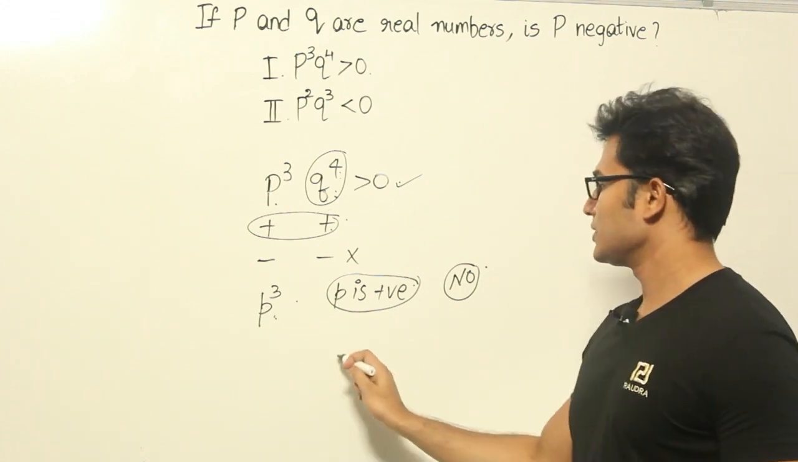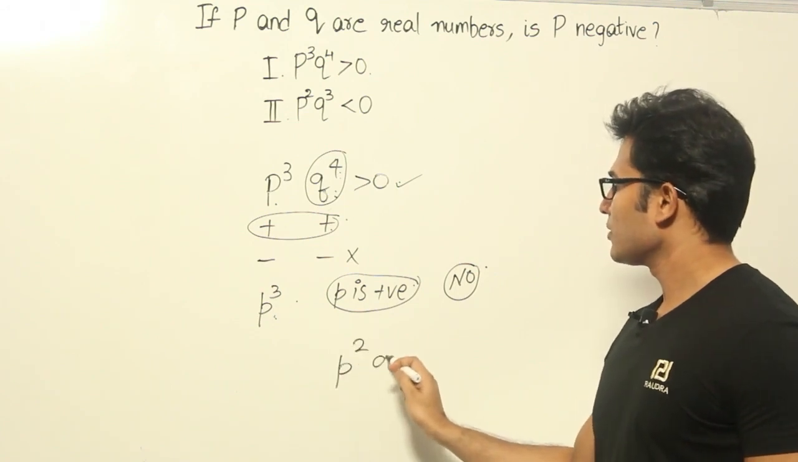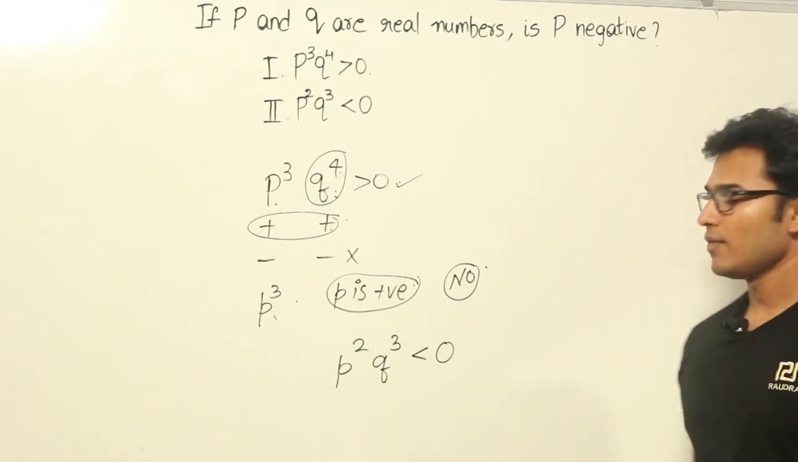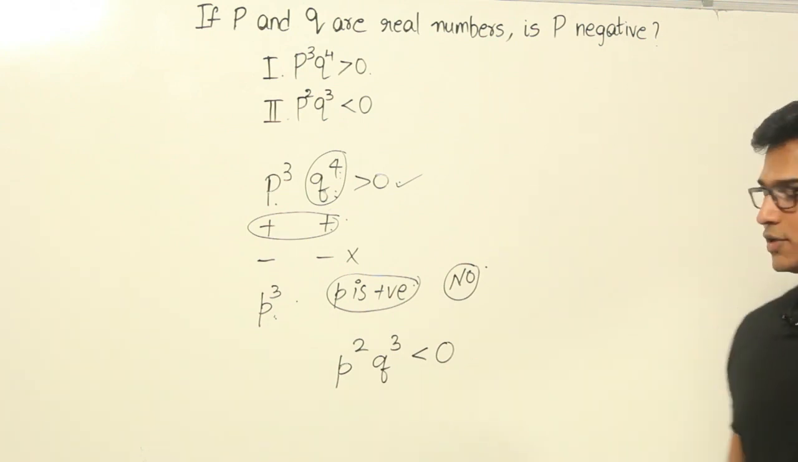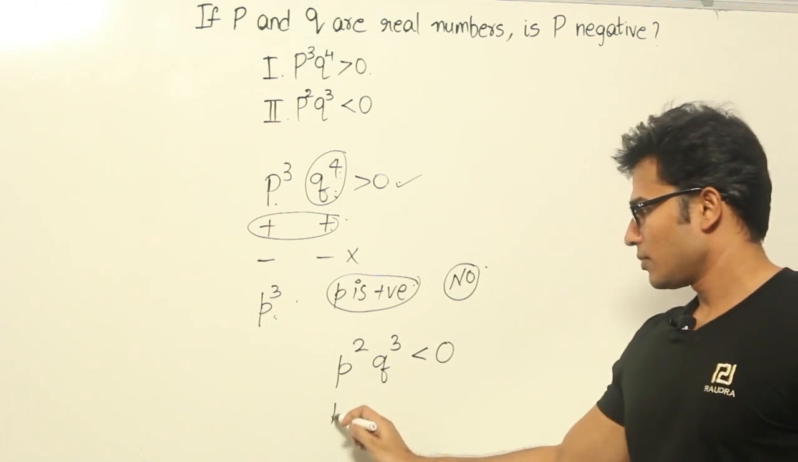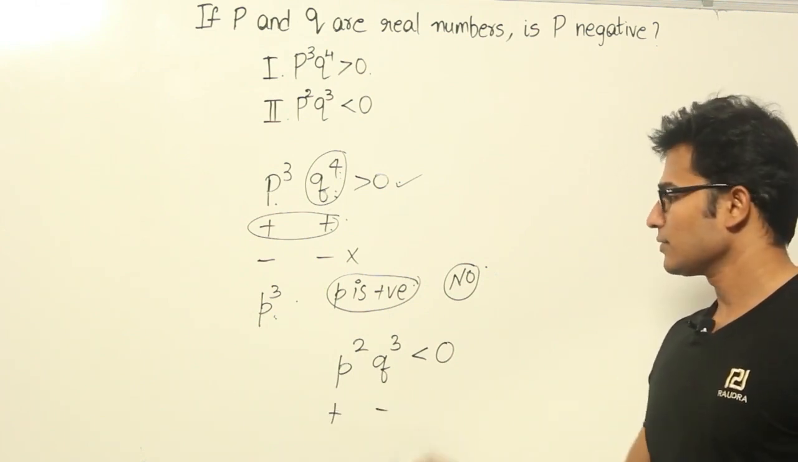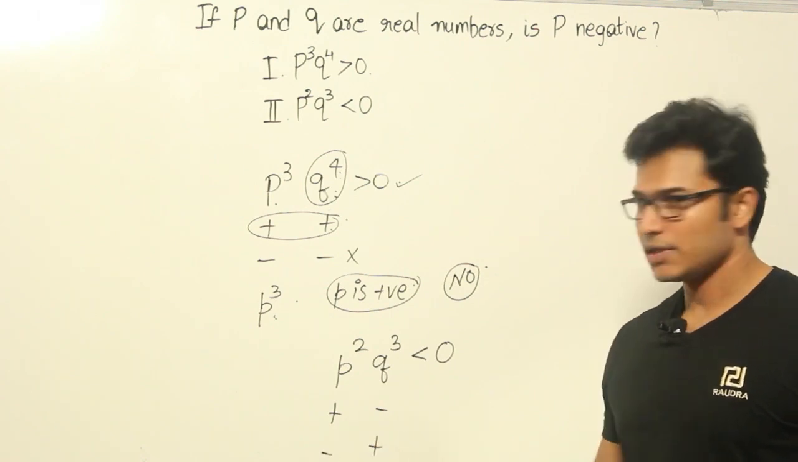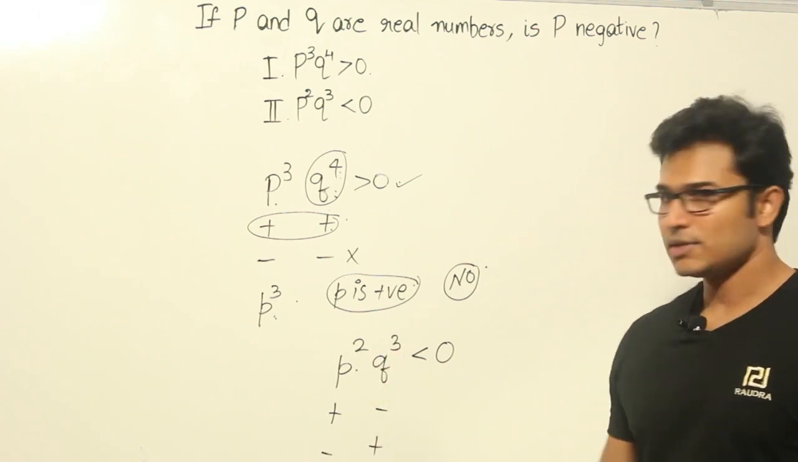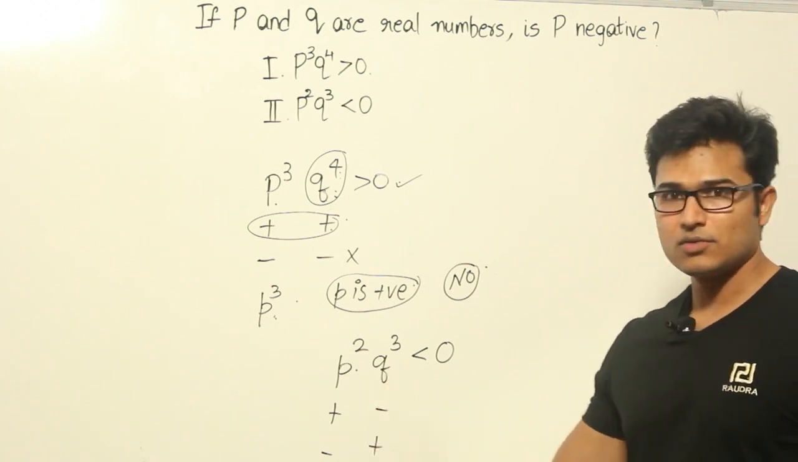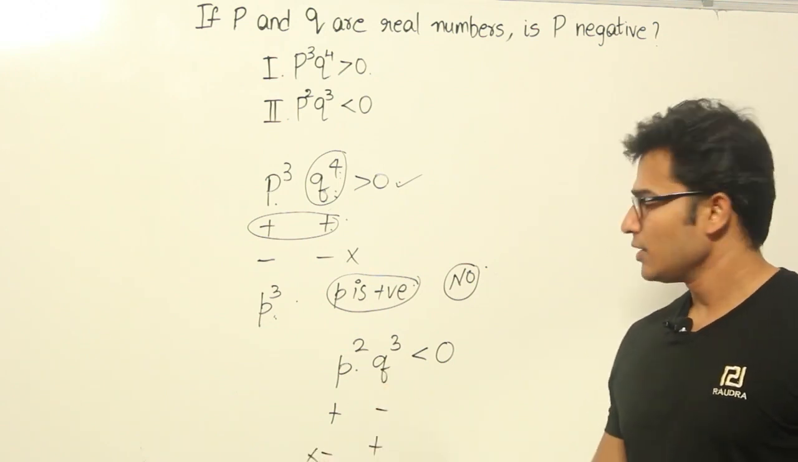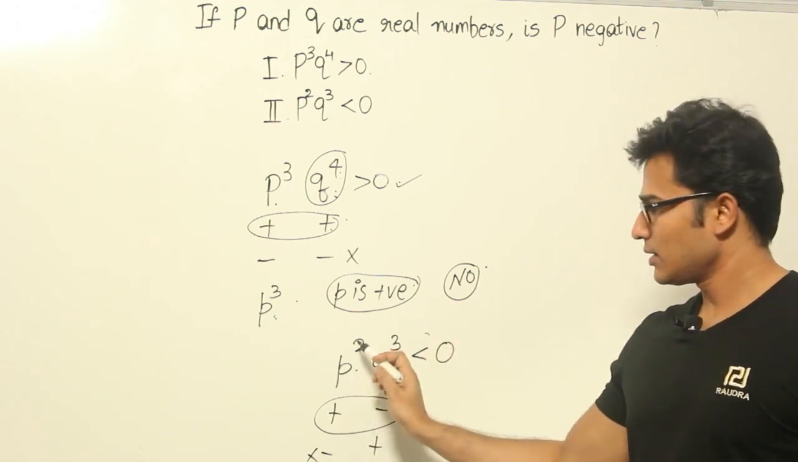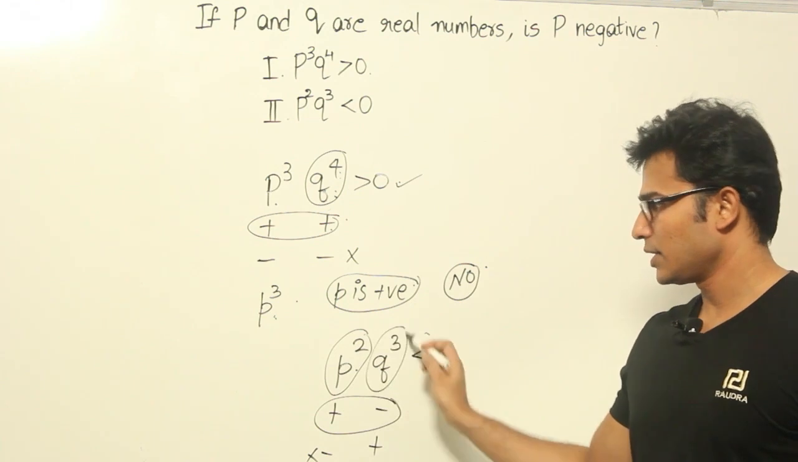Now statement number 2 is saying that p square into q cube is less than 0, right? Now when will this be possible? This will be possible only under the case when one of the numbers is positive and the other number is negative. Now here clearly p square is given, therefore it cannot be negative, so this case is eliminated. So in order for this to happen, p square has to be positive and q cube has to be negative.